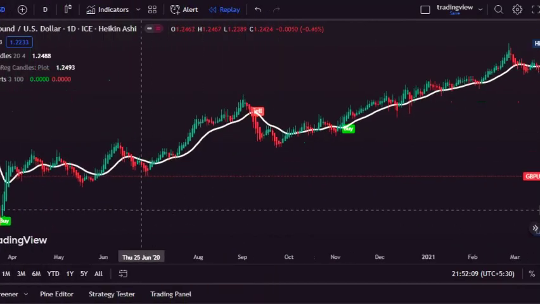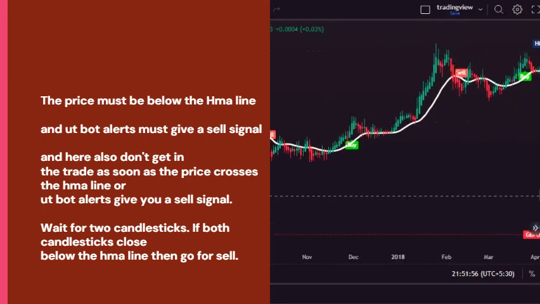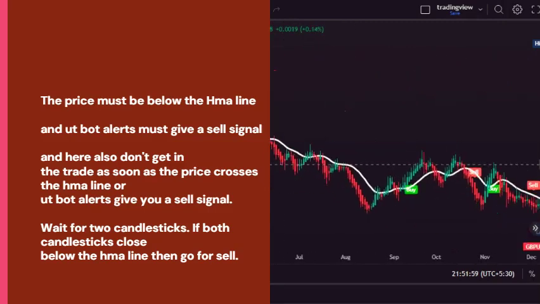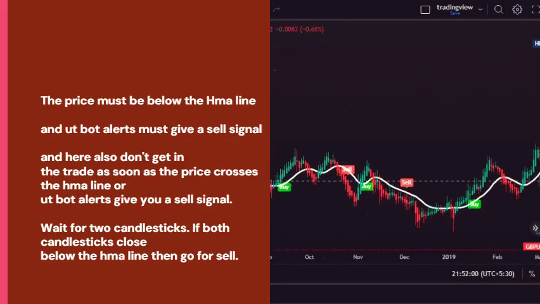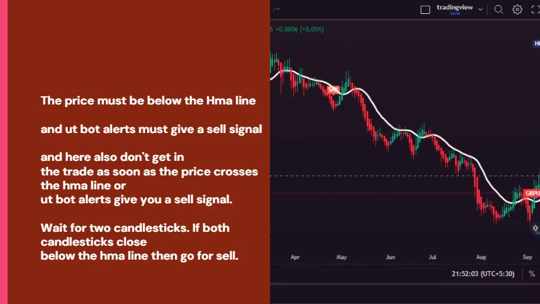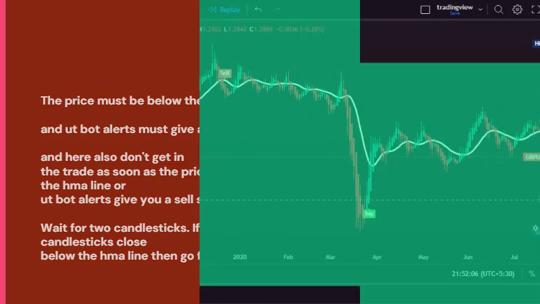And now, to get into a profitable sell trade, the price must be below the HMA line and UT Bot Alerts must give you a sell signal. And here also, don't get into the trade as soon as the price crosses the HMA line or the UT Bot Alerts give you a sell signal. Wait for 2 candlesticks. If both candlesticks close below the HMA line, then go for the sell.